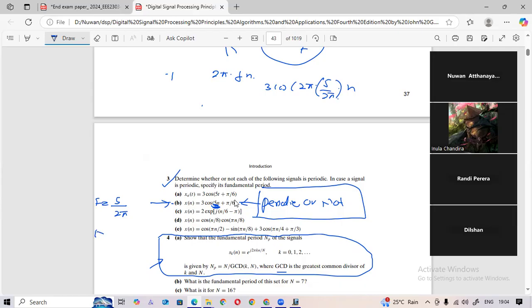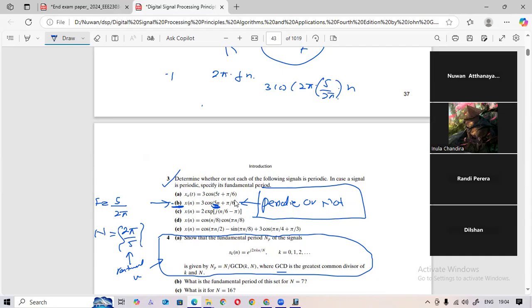So then what is the period? Not normalized period, period. Period will be 1/f. That means 25 divided by 5. This is not a rational value, because 5 is not rational. So this signal is not periodic.